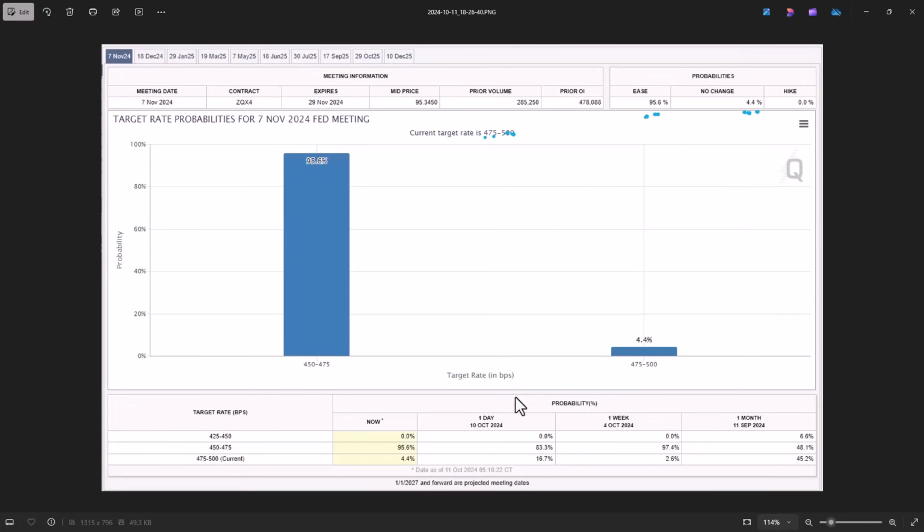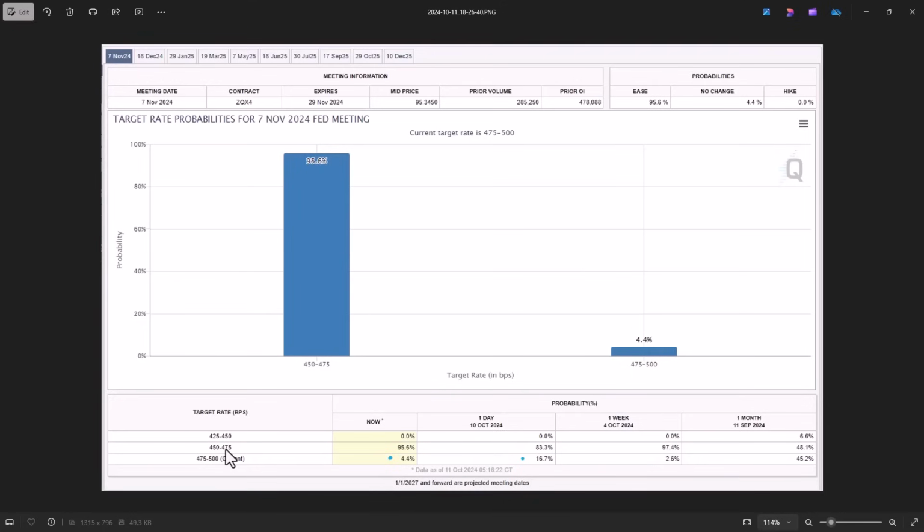This is where it gets interesting to me, because a month ago, you had a 45% chance that this was going to be the carry. Then, last week, it dropped to 2.6. Yesterday, there was a 16.7% chance that you were not going to have a rate cut. And today, there's a 4% chance.